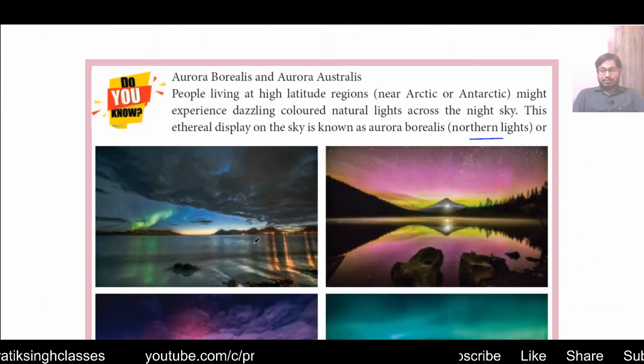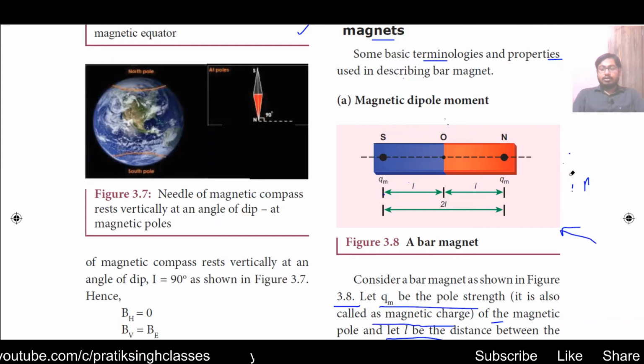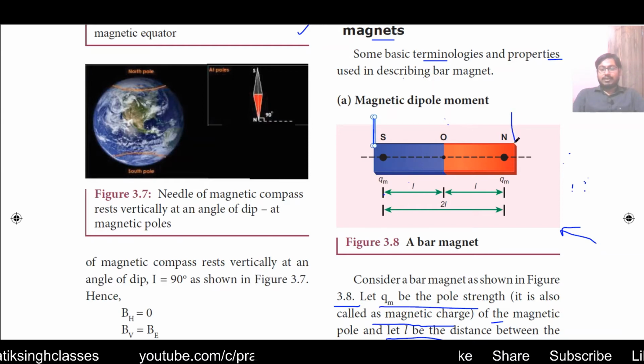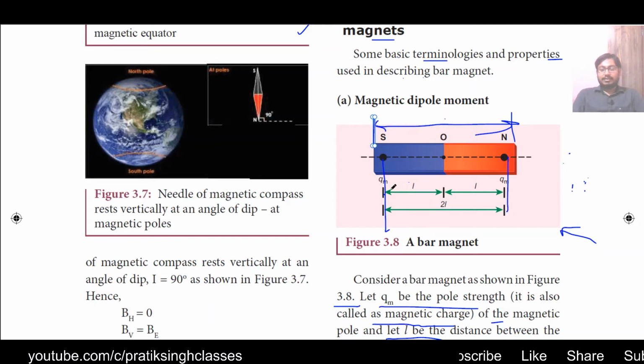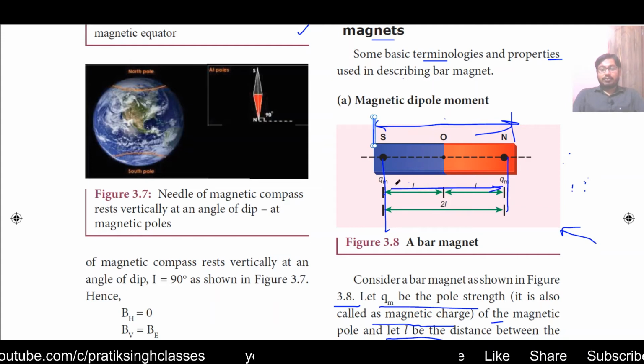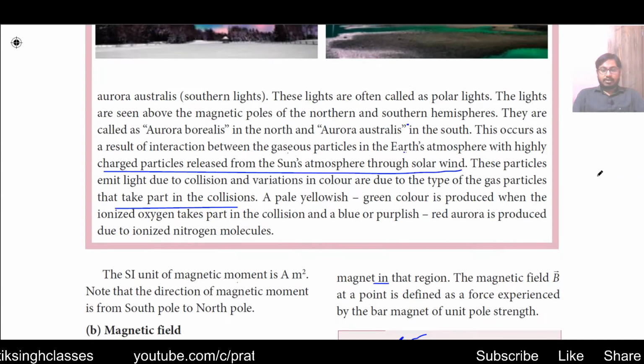Let us come to the first figure here, as when I started teaching you this. We have two things: from this end to this end, the geometrical length, and from pole to pole, the magnetic length. As you can see from the figure, the magnetic length will always be smaller than the geometrical length. Alright, very good, you understood this.